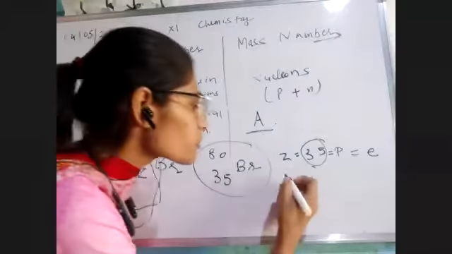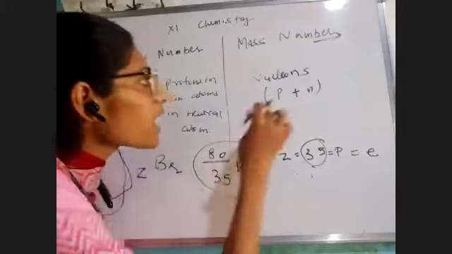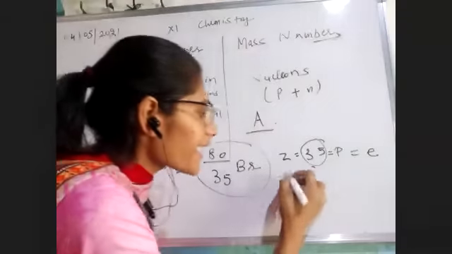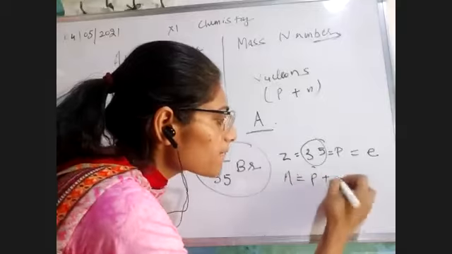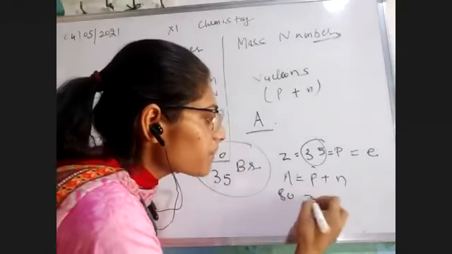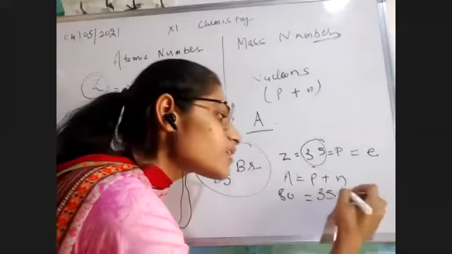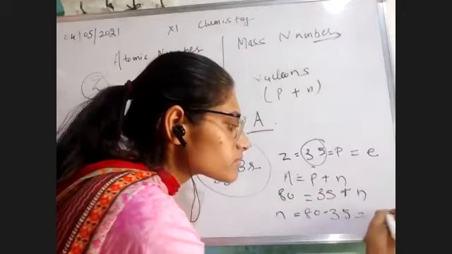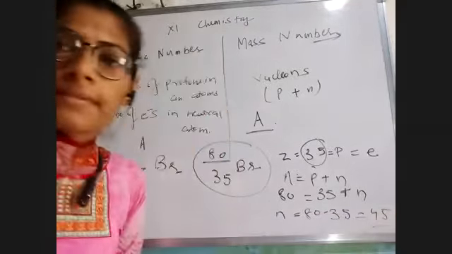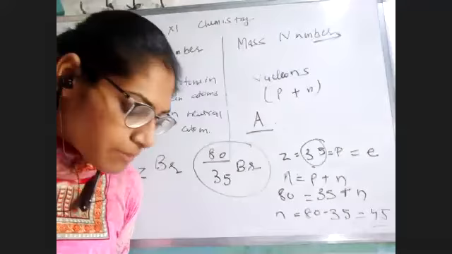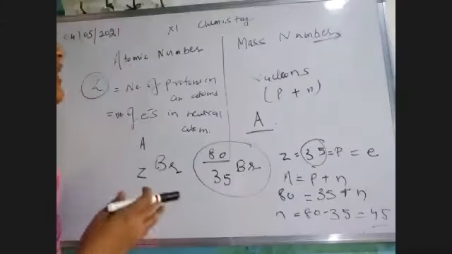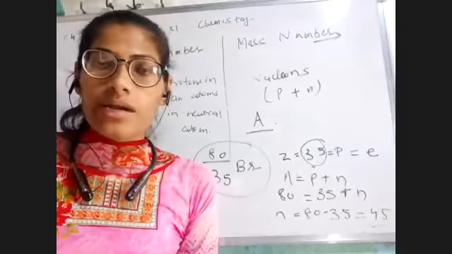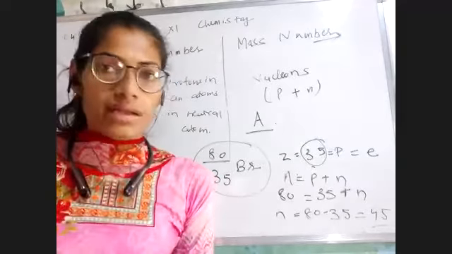So how can we calculate the number of neutrons? We know that A is protons plus neutrons. A is 80, protons is 35. We can easily calculate neutrons. Neutrons is 80 minus 35. Am I clear? This simple concept shows how we can calculate our atomic number and mass number, and with the help of this, we can calculate the number of protons, neutrons, and electrons.